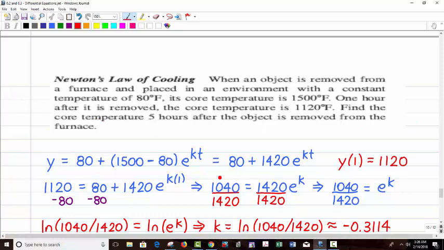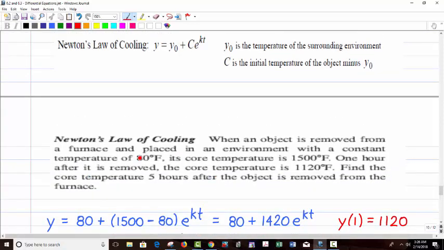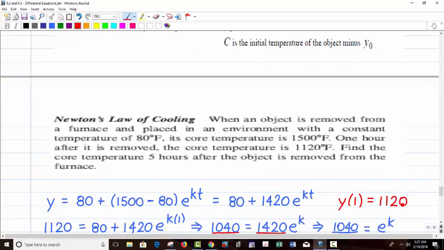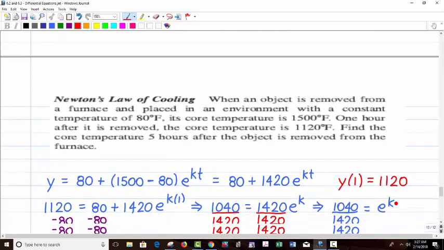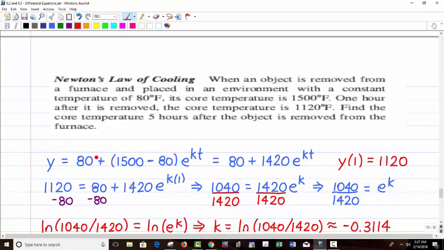Okay, y0, back up here, is 80 degrees. Initial temperature. So here's the key. C is not 1500. It's 1500 minus 80, that temperature we brought it into. So C will be 1420. Okay, so that's very important. And now we know after 1 hour it'll be 1120. So that means when t is 1, y will be 1120. So now that when t is 1, I know 1120 will be the left side.